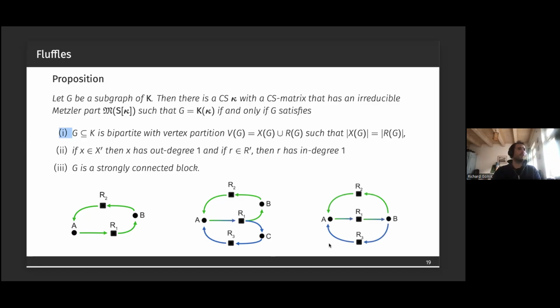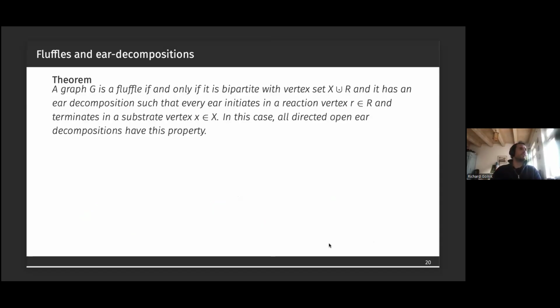Okay, so we now have found a graph representation for the child selection matrices with irreducible Metzler part. And the question is now, how can we obtain these graphs efficiently? For this, we might need another idea. Strong blocks are exactly those graphs that have an open ear decomposition. In other words, a graph is a strong block if and only if it has a directed open ear decomposition. And what does an open ear decomposition mean?